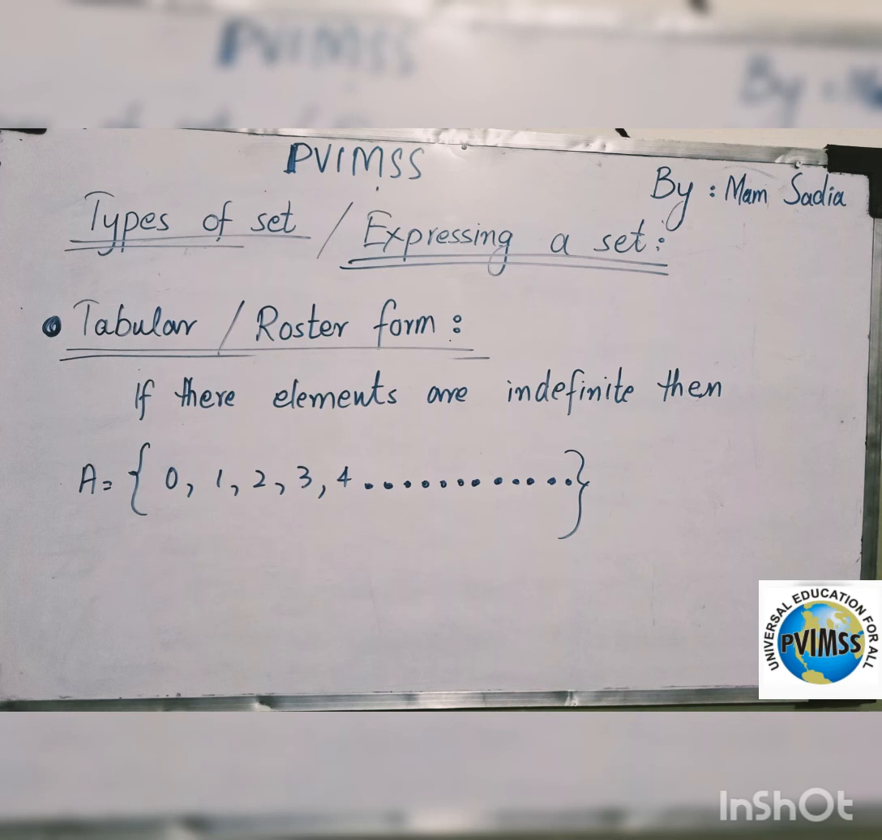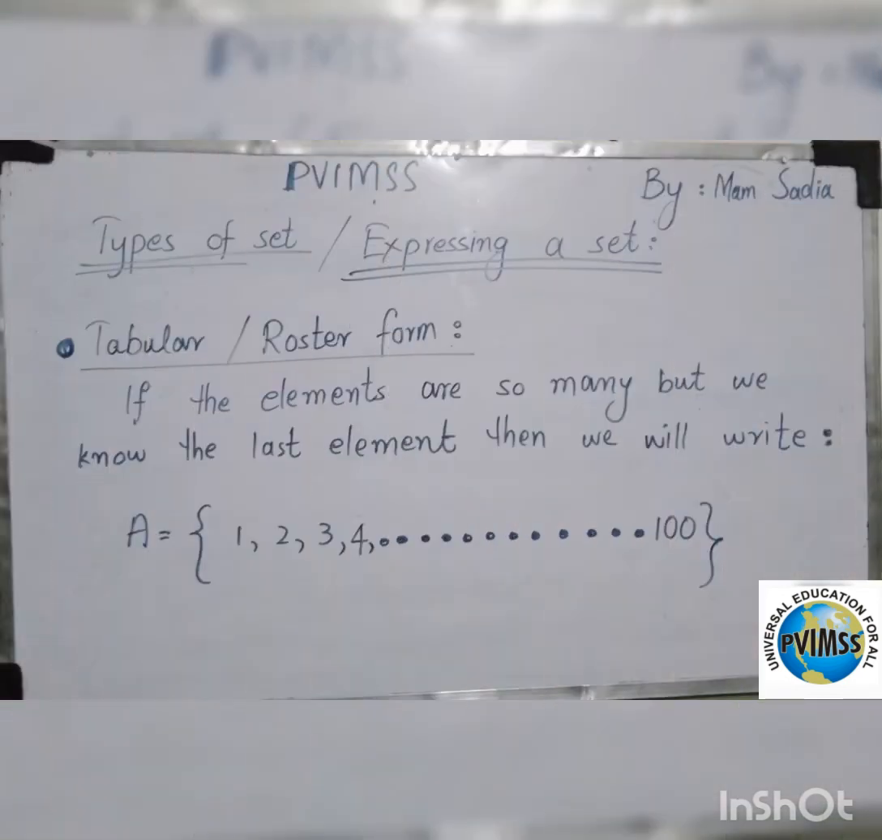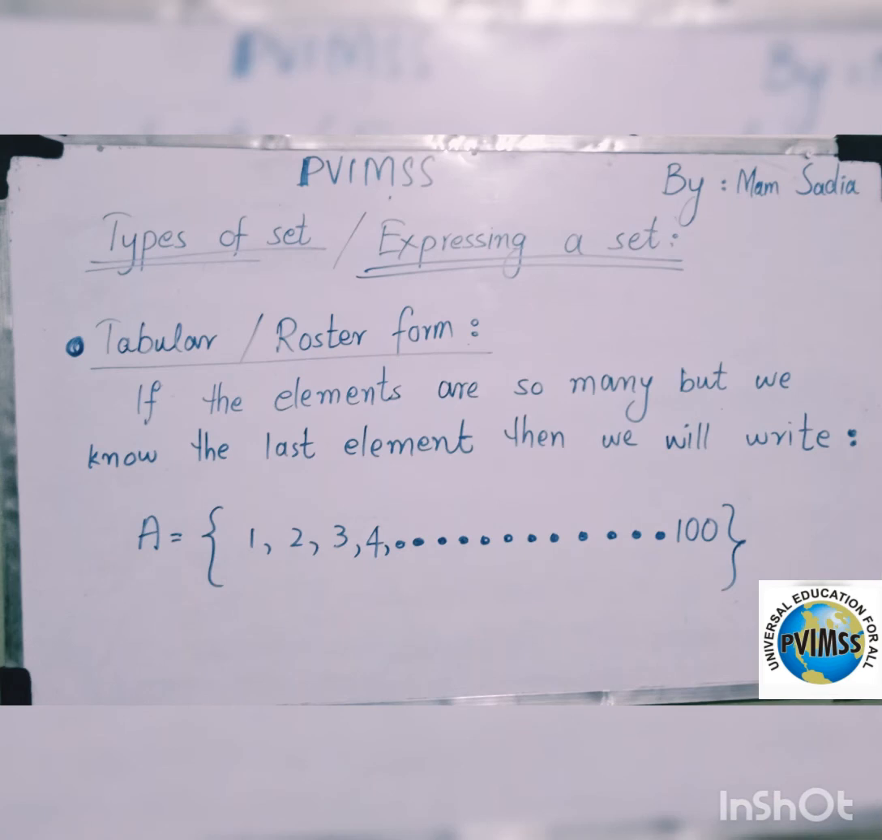But if we have a set in which elements are so many but we know the last element, it means we know the limit of the set, where the set starts and where it ends. For example, we have a set A in which elements are from 1 to 100. How will we write it? We'll put braces first, put commas between each element. We'll write the first 3 or 4 elements 1, 2, 3, 4, and then we'll put dots and write the last element 100. Students, in this type of set you must know the sequence of the set.